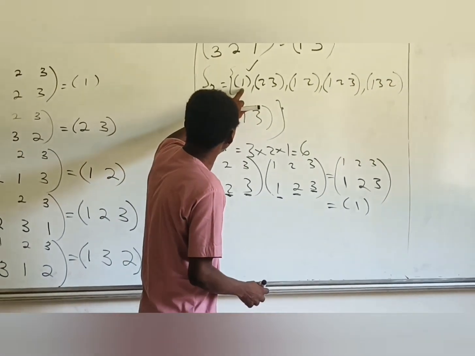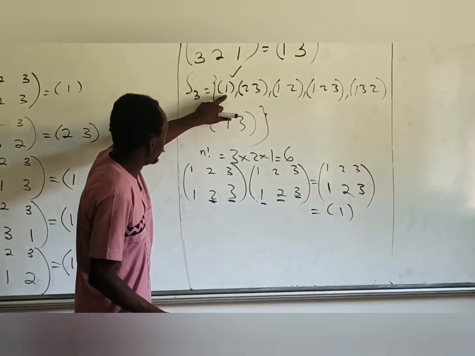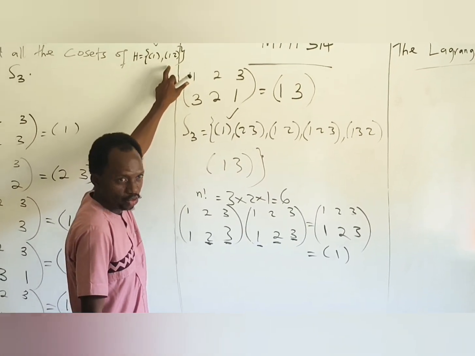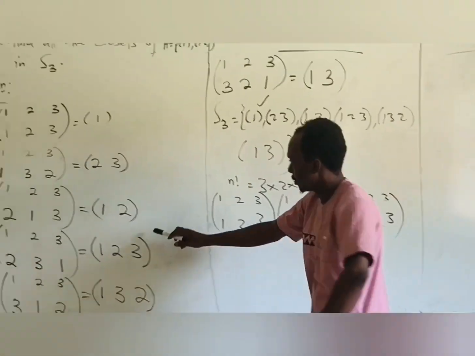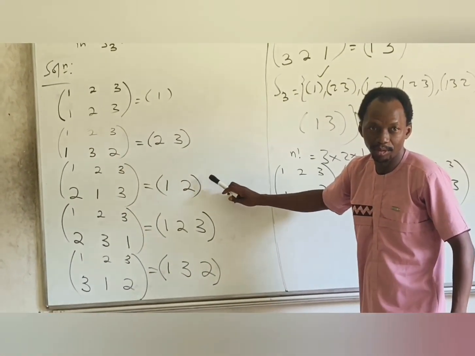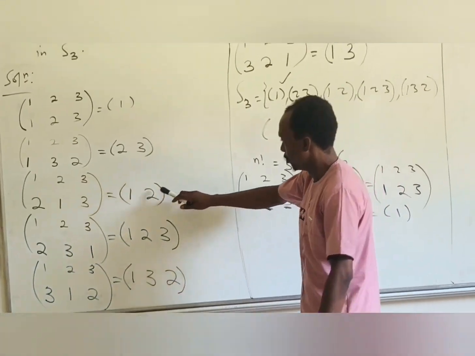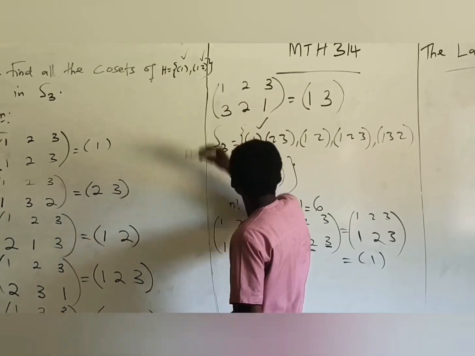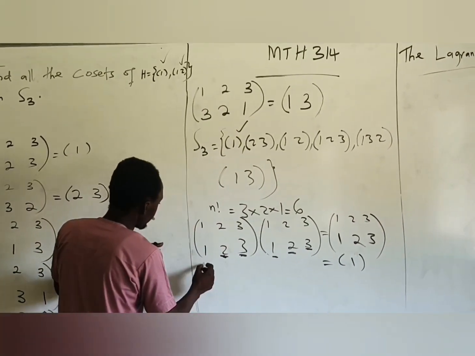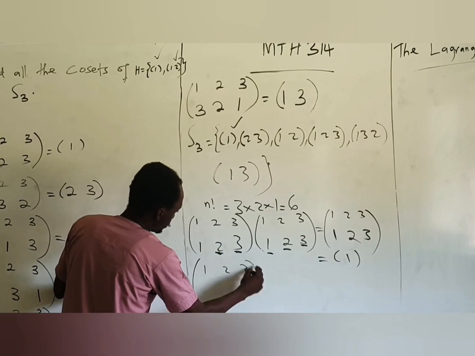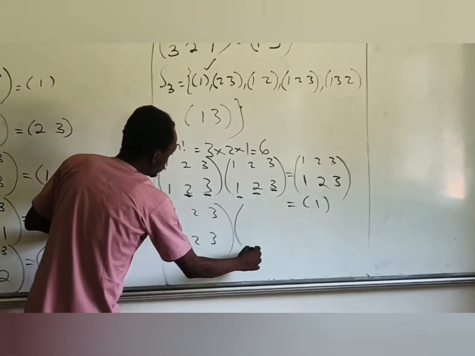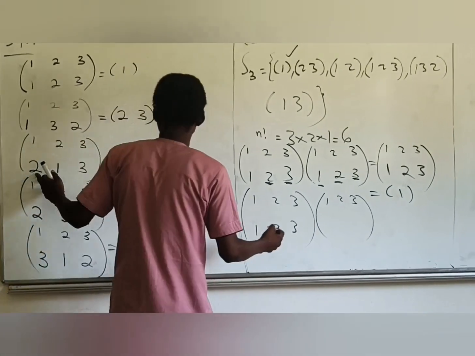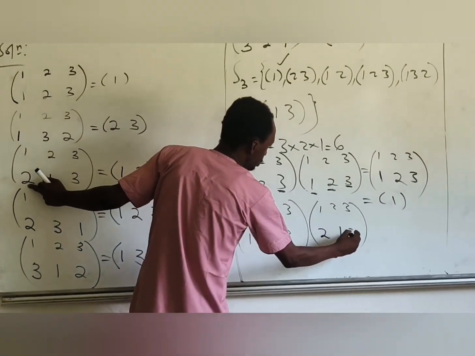Let's go on. We are multiplying this by this. Are you watching? Can you see? So where is 1, 2? What is the permutation for 1, 2 here? Yes, the permutation for 1, 2. We are now multiplying 1 by this. So 1, 2 is 2, 1, 3.